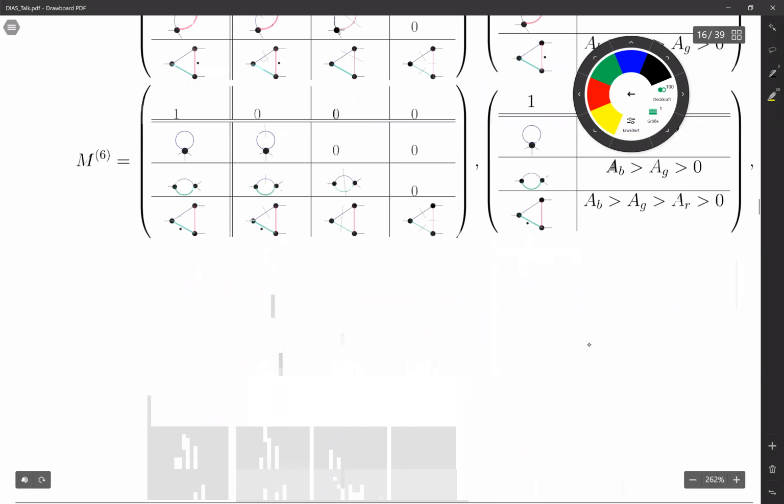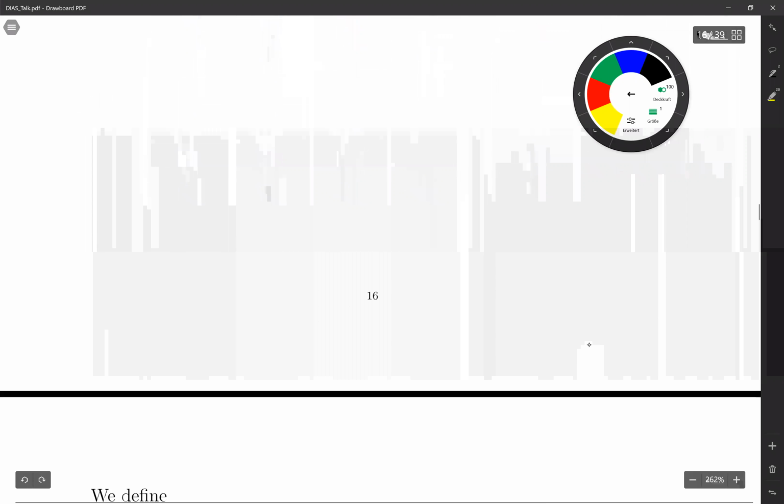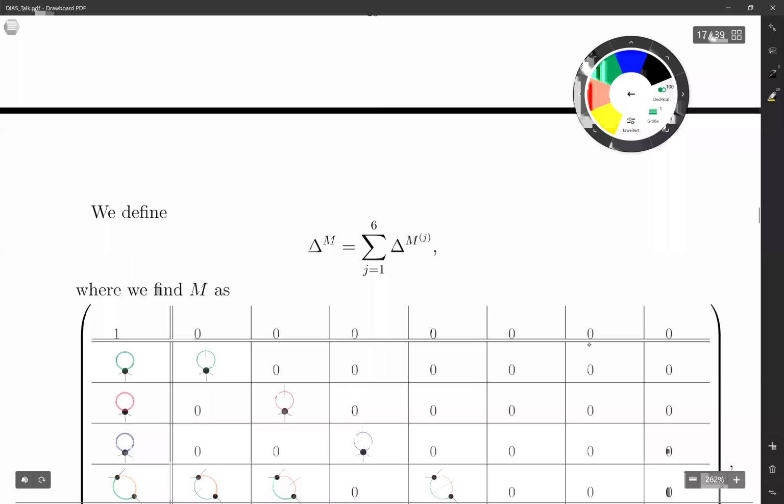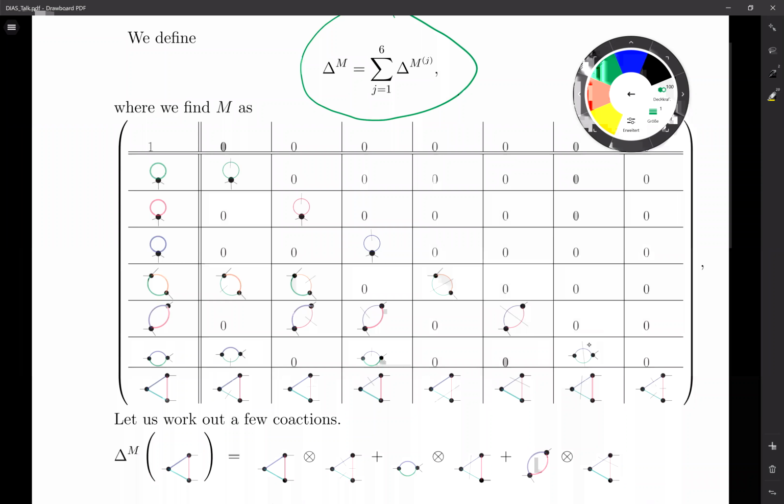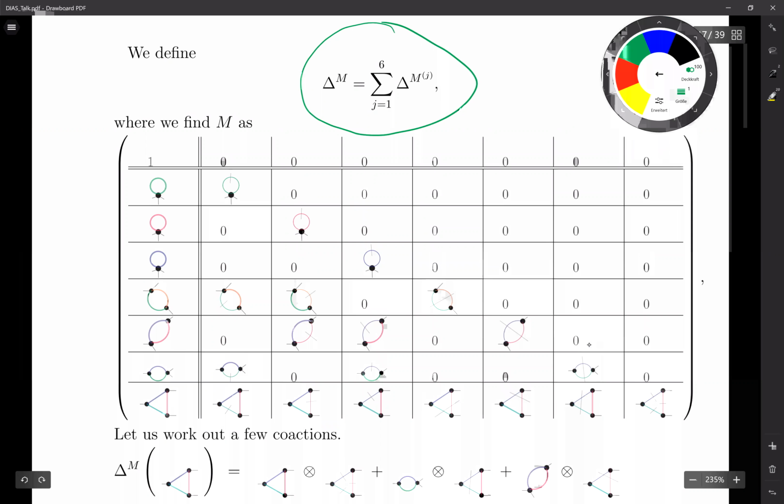Well, you get, as I promised you, six of those guys. And then you might actually wish to add them up in one big matrix, which you can do. And it looks somewhat like that. And that matrix is interesting for physicists because when you look at recent literature on amplitudes and contributions to amplitudes coming from single graphs, basically it's all discussing so-called coactions.